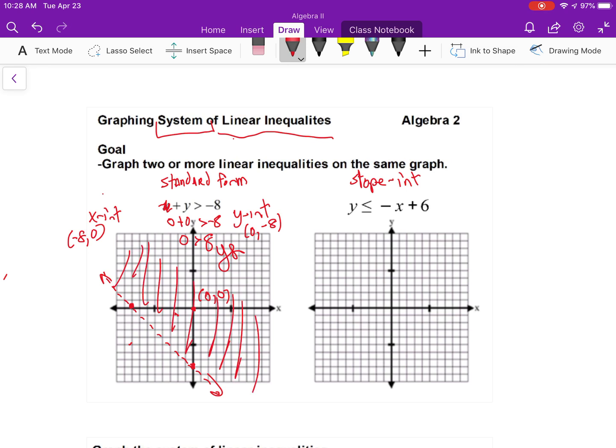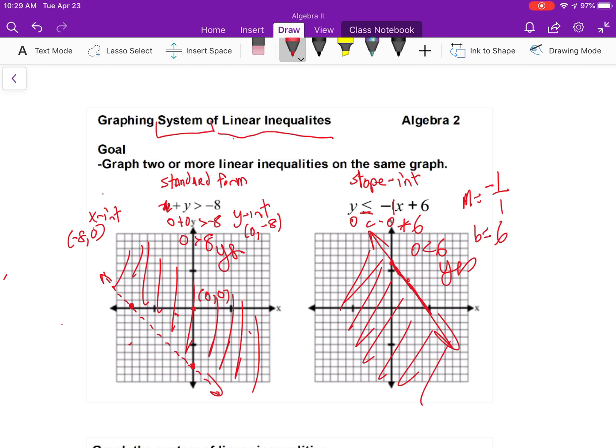Whereas the one over here, slope-intercept form, tells me the slope and the y-intercept. So I'll use the idea that the slope is -1/1, and the y-intercept is at 6. So I'll go down 1, right 1, down 1, right 1. There's a line underneath here, so it's equal to, and I'm going to make it a solid line. Same idea, I'll put 0 in for both. Plus 6, so is 0 smaller than 6? Yes, it is. So I'm going to shade towards (0, 0) again.